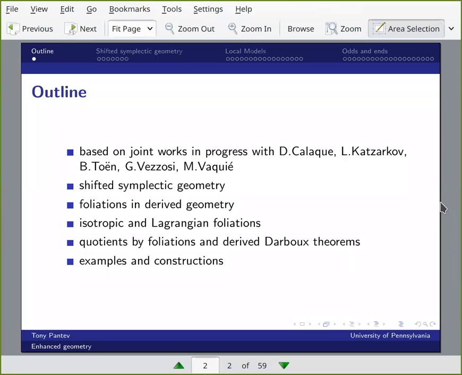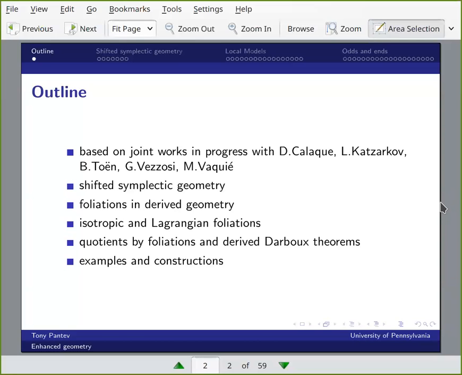So I'm going to briefly review. First of all, it's based on a bunch of works, some of them written, some of them still being written, with Damien Calaque, Katzarkov, Bertrand Toen, Gabriele Vezzosi, and Toen Vaquie. And I'm going to start with a quick review of symplectic geometry in the context of derived algebraic geometry. So it's this notion of shifted symplectic geometry.